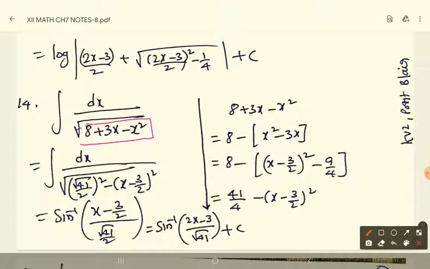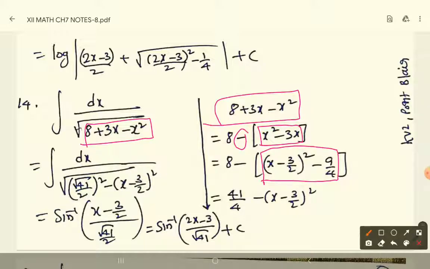Take 8 plus 3x minus x square. Take minus common, then x square minus 3x. Complete the square using the steps. Then you get 41 by 4 minus (x minus 3 by 2) whole square. So it is related to root of a square minus x square, so the sin inverse x by a formula, plus c. Done. 14th one.